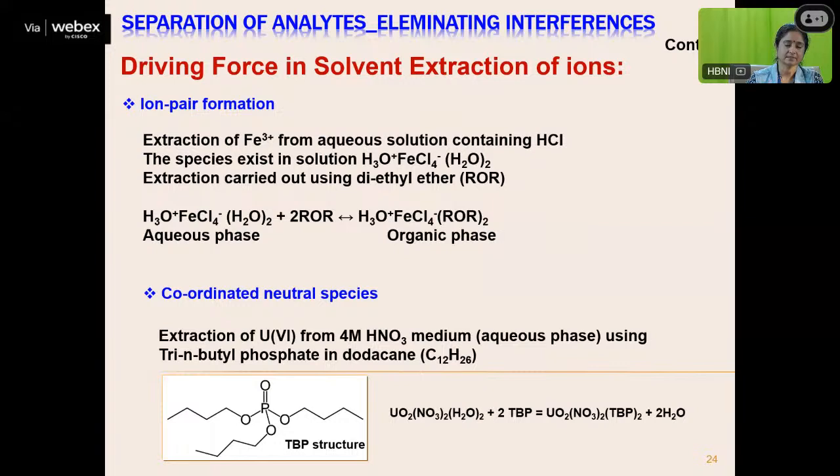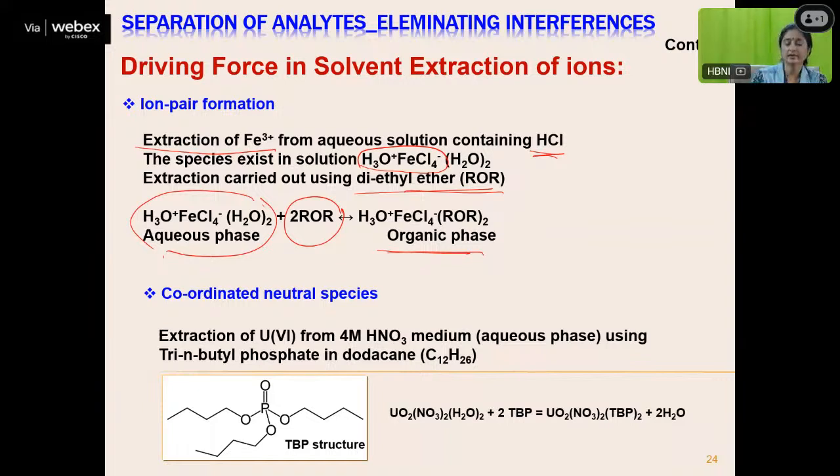The second one is ion pair formation. For this, I have taken the example of extraction of iron 3 plus from an aqueous solution containing HCl. The species normally existing in the solution is this one, which is solvated. The extraction here is carried out using diethyl ether. This is the species present in the aqueous phase, and this is the ether. Here the solvent itself replaces water and this is formed. So this is the ion pair formation. Now this can go very easily to the organic phase and hence you can separate it.